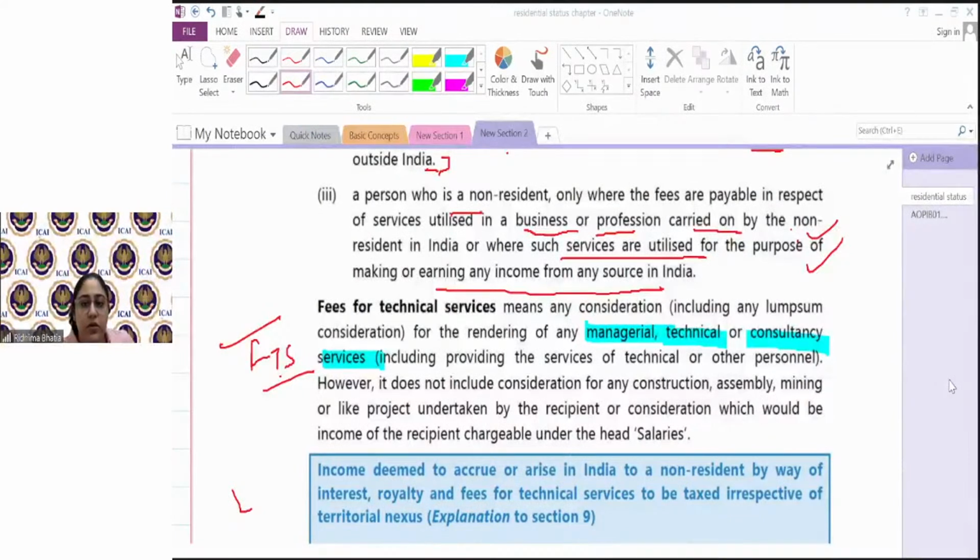Devendra, what is the question? IT or skill-based services, these are all fee for technical services. Interest, royalty, और fee के case में you ultimately have to see the purpose for which it is used by the payer. Simple.